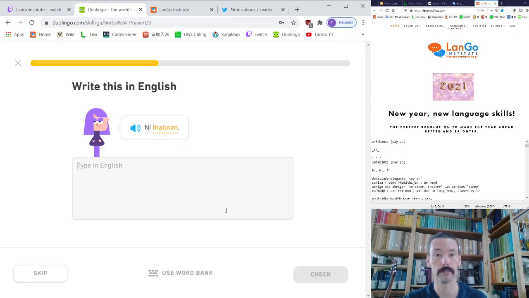Ní thaitnim. Ní means not, and this is the verb need. Taitnim. I think it's going to be taitnim in the unaltered form. I don't shine.